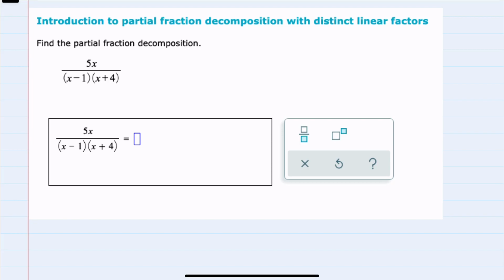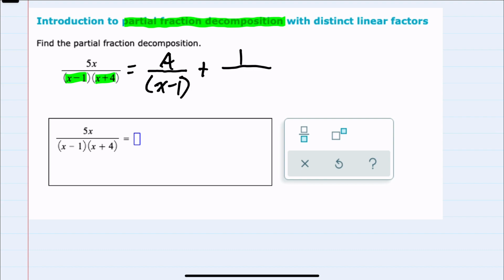In this video, I'll be helping you with the ALEKS problem type called Introduction to Partial Fraction Decomposition with Distinct Linear Factors. And for partial fraction decomposition, we can think of this as sort of moving backwards to separate a fraction into its pieces. And since our denominators here have two factors, x minus 1 and x plus 4, I can say that this fraction can be deconstructed to be some number which I'll call a over the first factor, x minus 1, plus some other number that I'll call b over x plus 4.